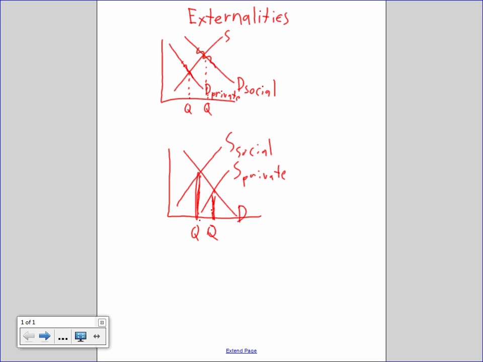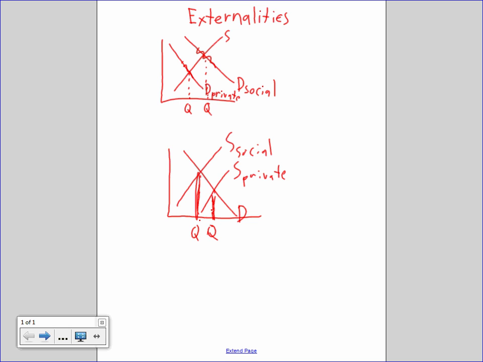So on a positive externality, the distance between the two demand curves is known as spillover benefits, and on a negative externality, the distance between the two supply curves represents spillover costs. The thing that AP is going to test over a lot would be, how do you get the social curves to match, or the private curves to match the social curves?